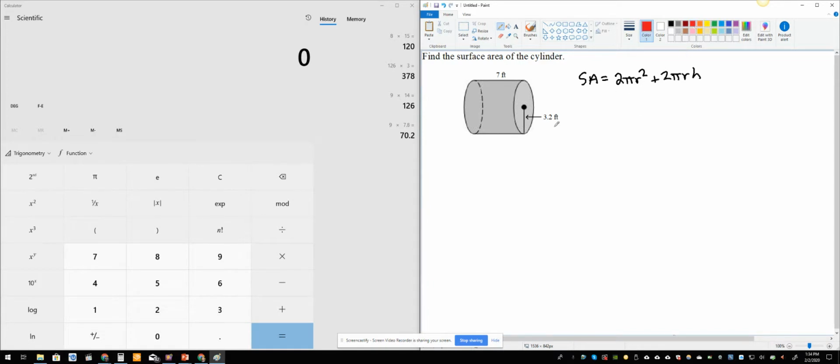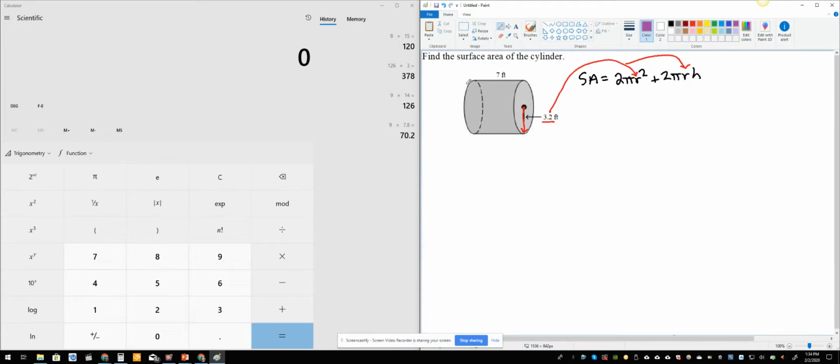So looking at this, we can see that our radius, which goes from the center of the circle to the outside of the circle, is 3.2. So we're going to plug that in for the radius. Now the radius shows up in two places in our formula, so we can plug it into both of those r's there. Then we can go and find our height.